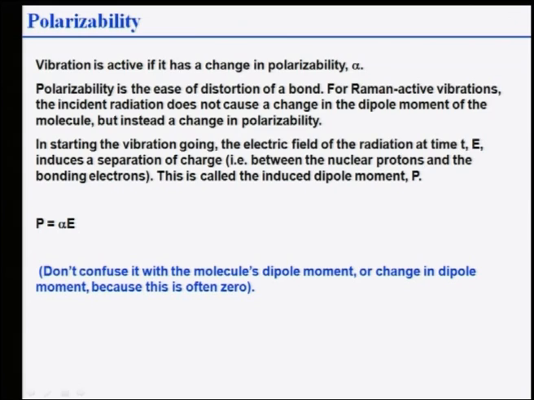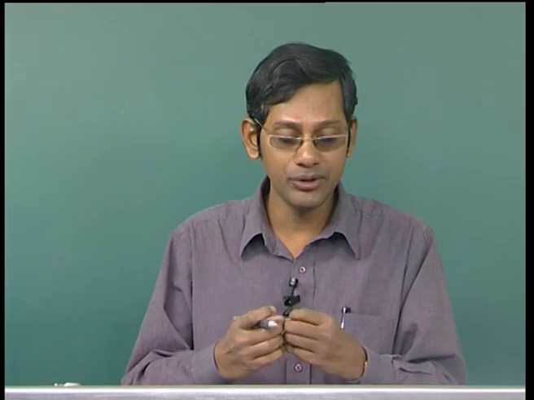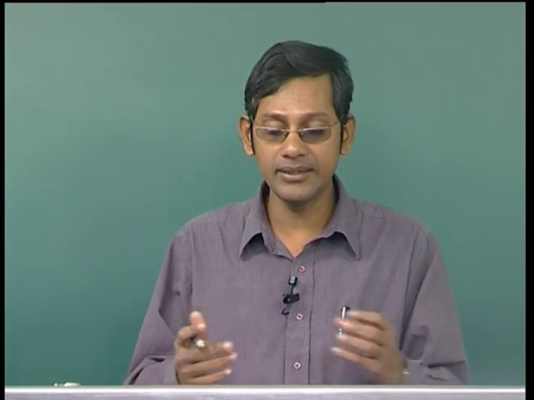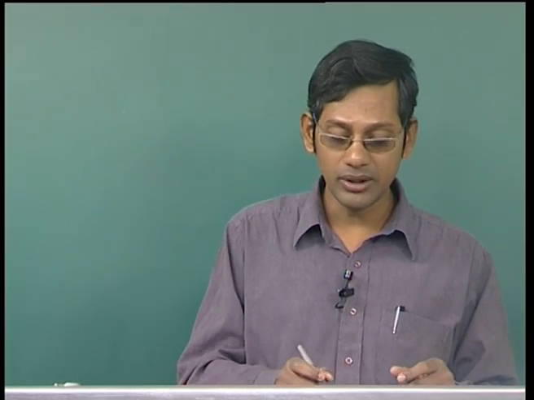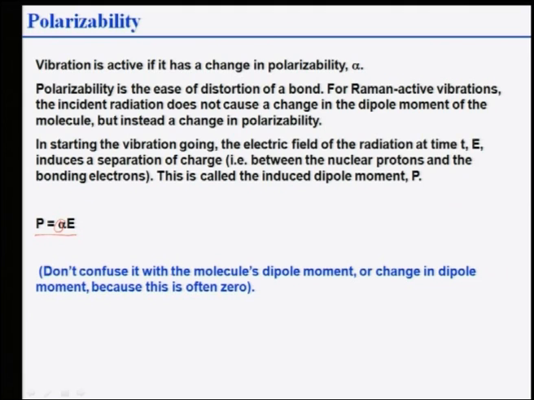The electric field of the radiation at time t induces a separation of charges. At the beginning, you put in an electric field, it induces separation of charges, and this is basically the dipole moment, which can be related as P equals alpha times E. Remember, alpha is basically the polarizability. So we are talking about the change of alpha, not the change of P, which is required for Raman. Change of P is required for IR. Please do not get confused with the molecule's dipole moment or the change in dipole moment, because this is often zero for these molecules.